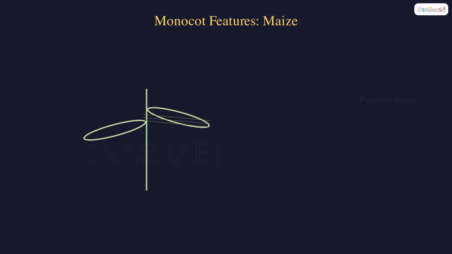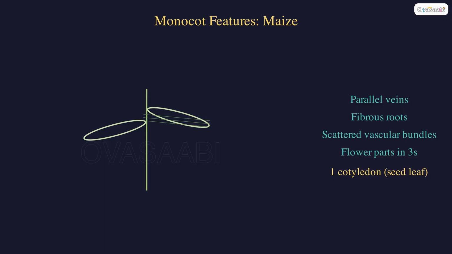Let's examine maize, a monocot. Its leaves have parallel veins. Roots are fibrous, vascular bundles are scattered, and flower parts come in threes, like 3 petals.